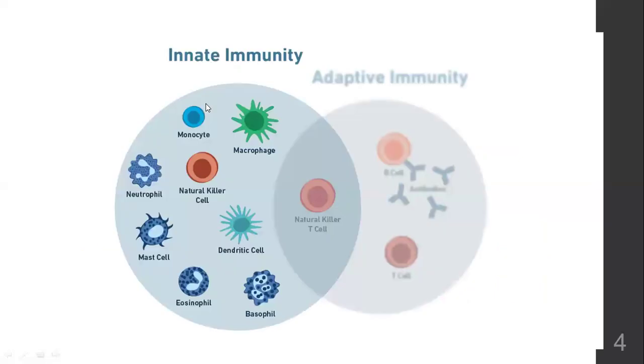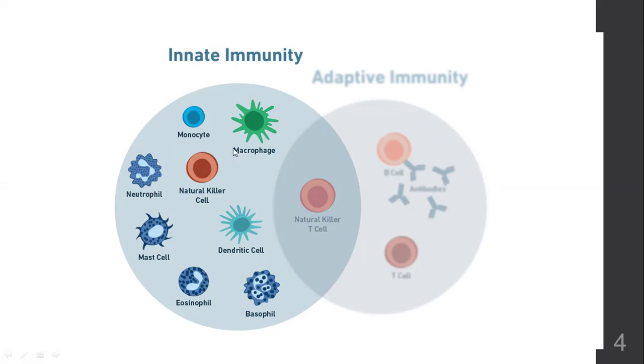Then here in innate immunity, these are the cells that are always working. These are in your white blood cells, your blood cells. Lymphocytes. So we have monocyte, macrophage, natural killer cells, neutrophil. Neutrophil is a type of WBC, white blood cells. Eosinophil, neutrophil, basophil, these are types of white blood cells.